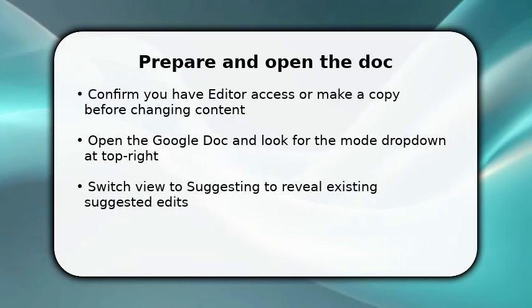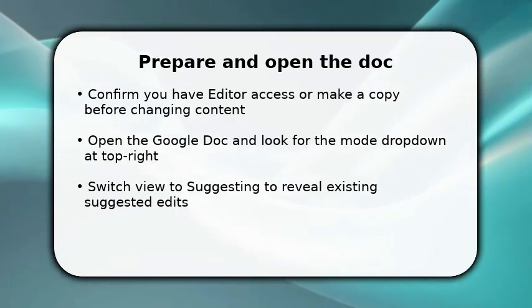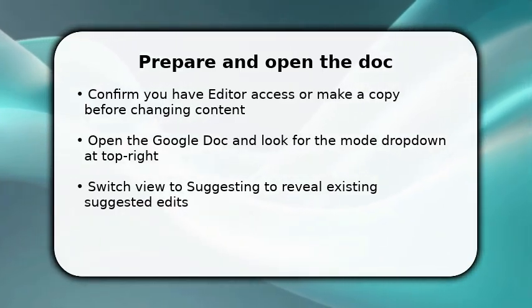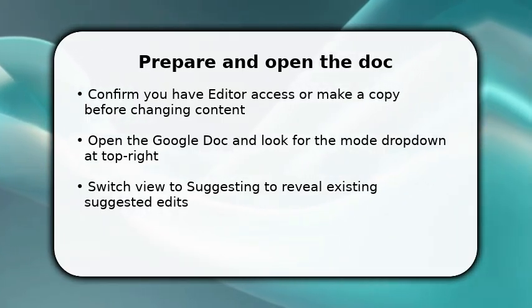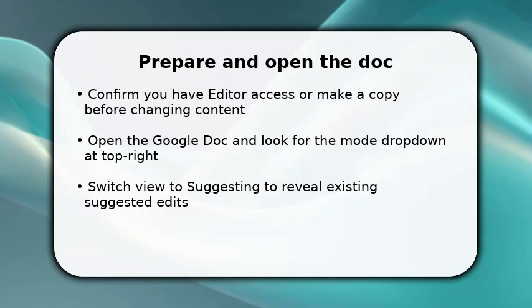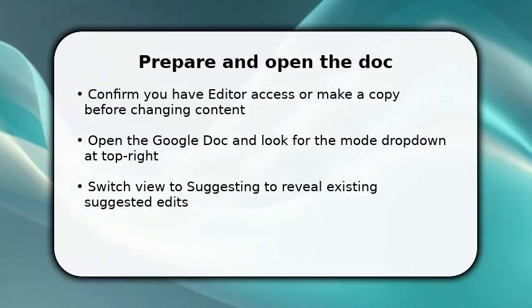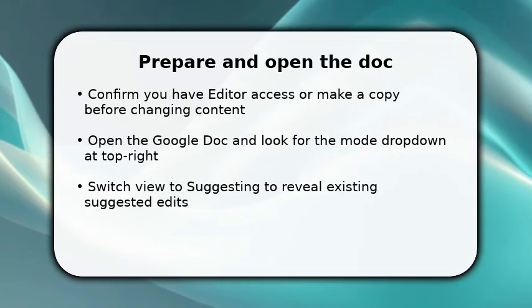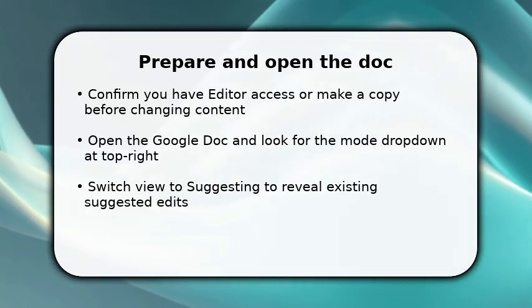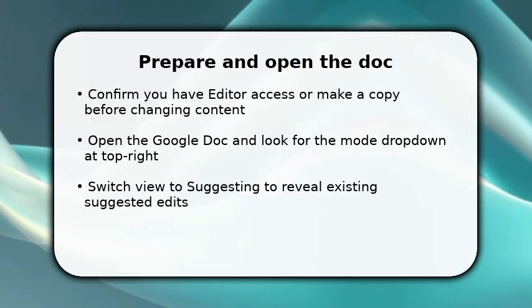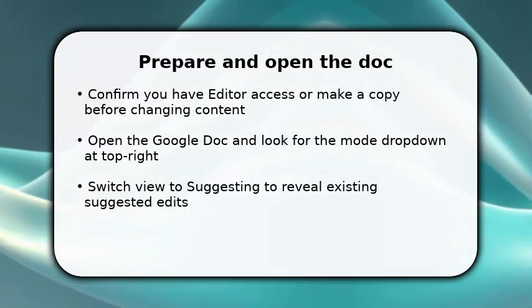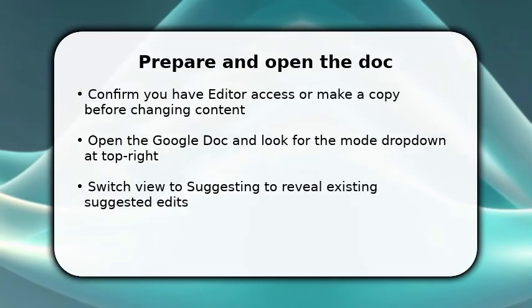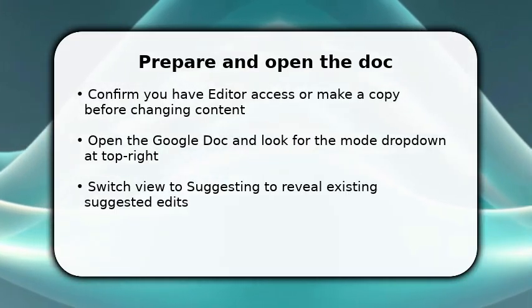You already have the file open and permission. Now reveal suggestions. First, make sure you have editor access or create a copy so changes are safe. Next, click the mode drop-down in the top right and choose Suggesting. This reveals inline suggested edits and the review panel. Once done, open Tools and select Review Suggested Edits to enter the centralized review interface where you can act on every suggestion without accidentally editing the base text.